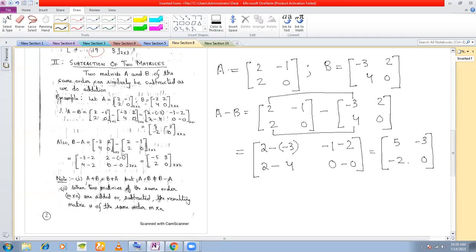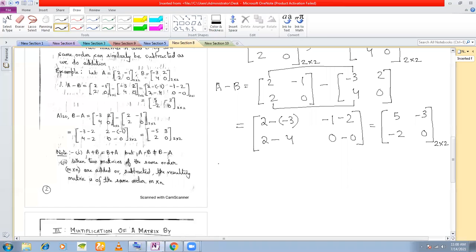Again, you see here we started with two matrices of order 2. We subtracted the two matrices to get another matrix of order 2 by 2. Another thing that you see here is that you can also find B minus A.